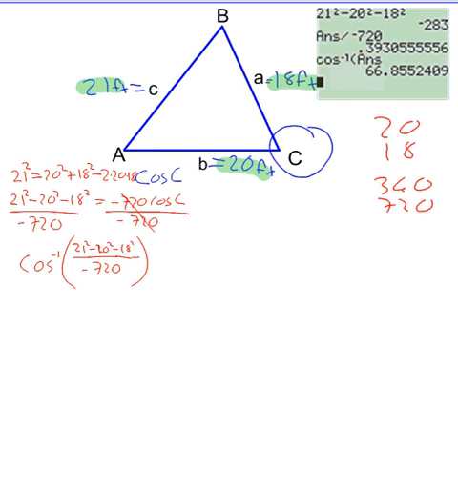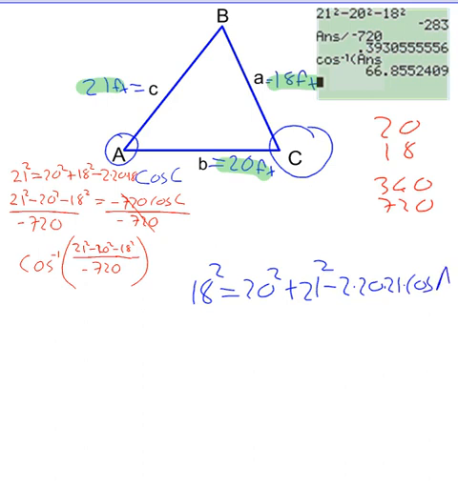So let's say we're going to get A, and once we get angle A, then we're just going to be able to use subtraction to get angle B. So I'm going to have 18 squared equals 20 squared plus 21 squared, minus 2 times 20 times 21 times the cosine of angle A. Okay, so I'm going to subtract and divide. I'm going to do that all in one step this time. 18 squared minus 20 squared minus 21 squared all over negative 2 times 20 times 21.